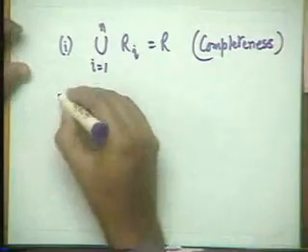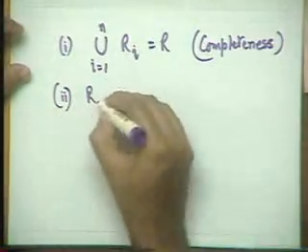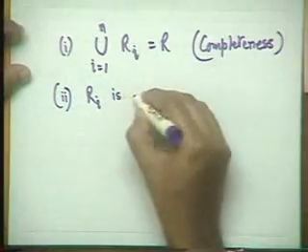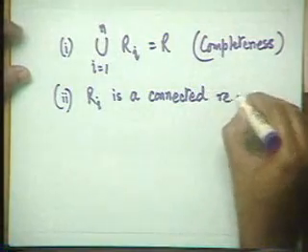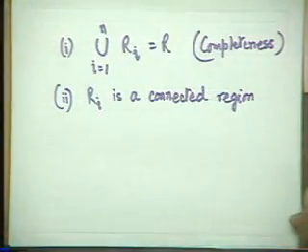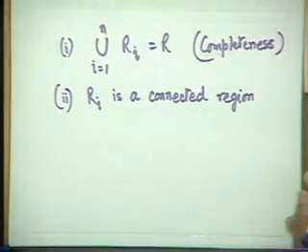The second property which we must fulfill is that Ri should be a connected region. Let us recall the definitions of our connectivities, where we had defined the 4 connectivity, 8 connectivity and all these things. Now basically by calling that Ri is a connected region, it means that all the pixels within a particular region should be connected to other pixels in the same region.